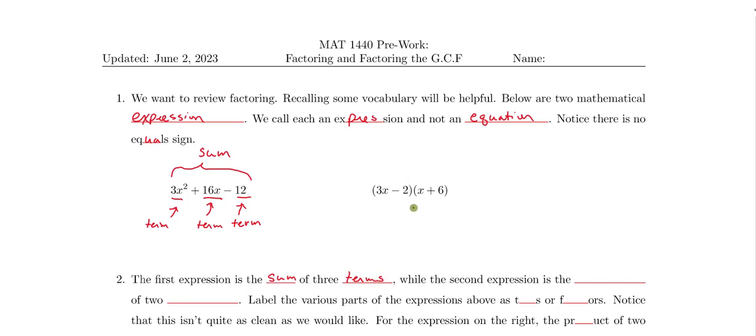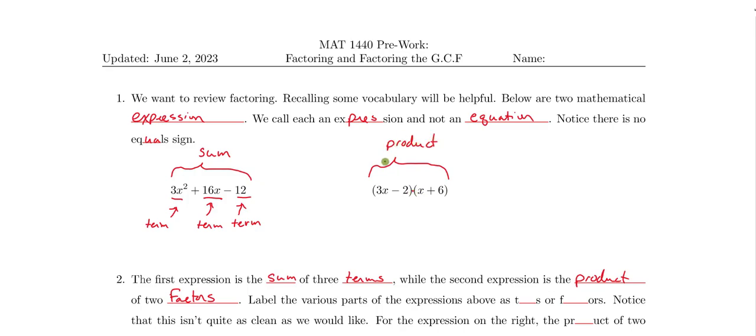Now let's look at this second expression. The overall operation between these two sub-expressions is an implied multiplication. That is, I didn't put a multiplication dot there, but it's implied that I'm multiplying these two expressions together. So this second expression is a product of two factors. So again, we would label this whole thing, because the big picture is that we've got this expression here and this expression here, and what am I doing with them? I'm multiplying them together. So this whole thing we think of as a product.